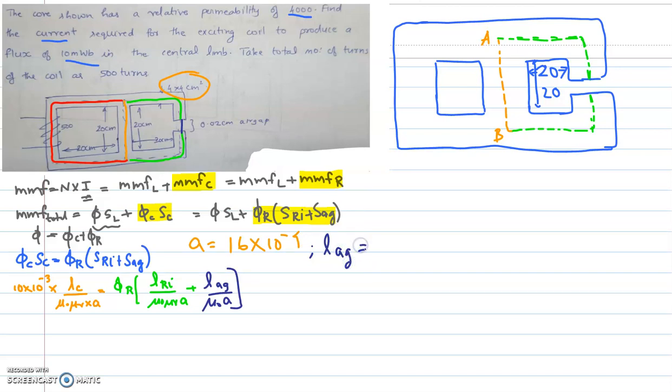LAG is already given to you. It is 0.02 centimeter, that is 0.02 into 10 to the power of minus 2. Now our intention is to find what will be LC. So LC we need to calculate first.